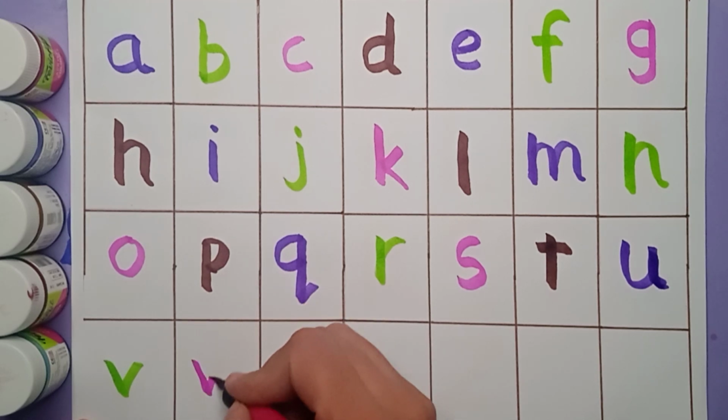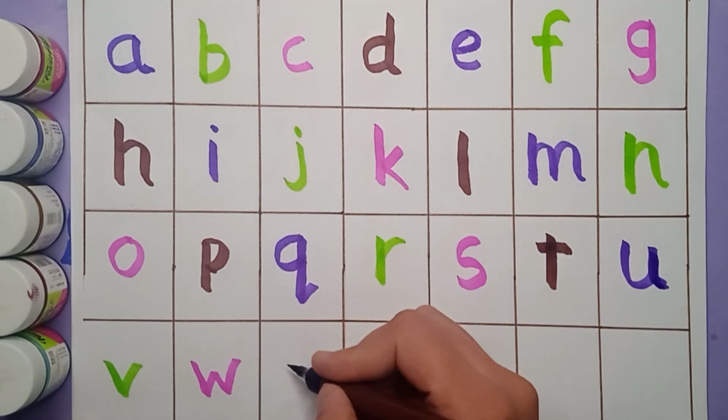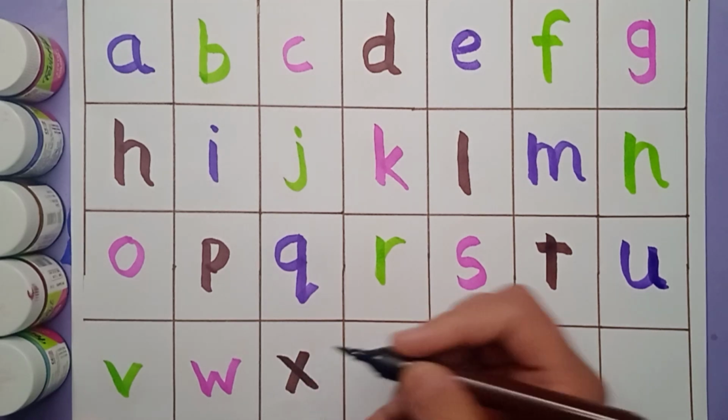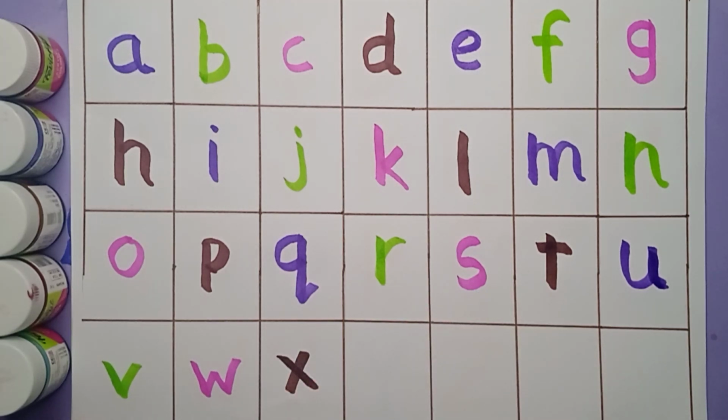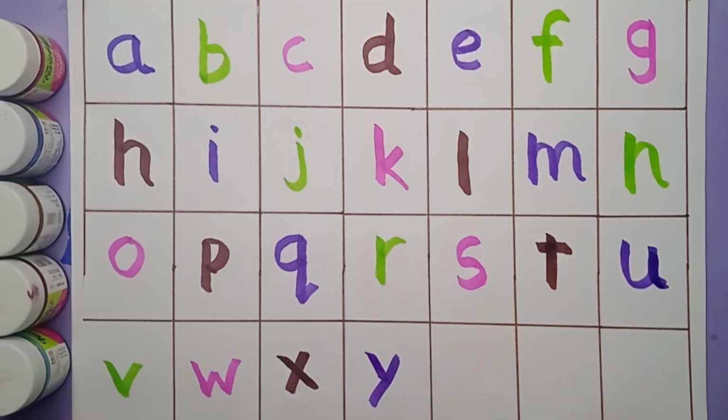First make a slanting line, slanting, slanting and one more slanting. It's W for watch. Next letter is X. Slanting line, one more slanting line. It's X for x-ray. Next letter is Y. How to write Y? First make a big slanting line and one small slanting line. It's Y for yak. Next letter is Z.